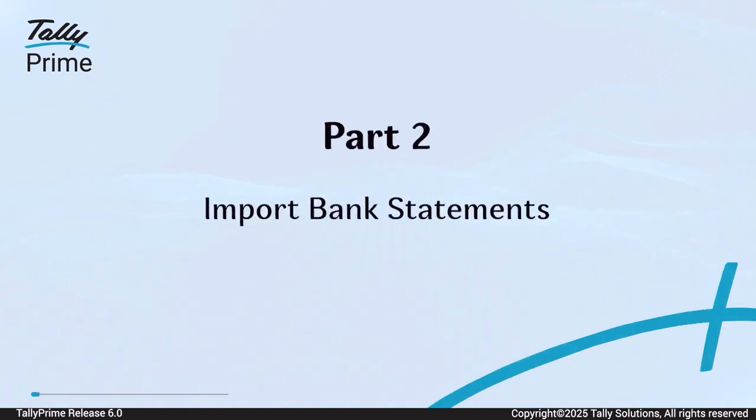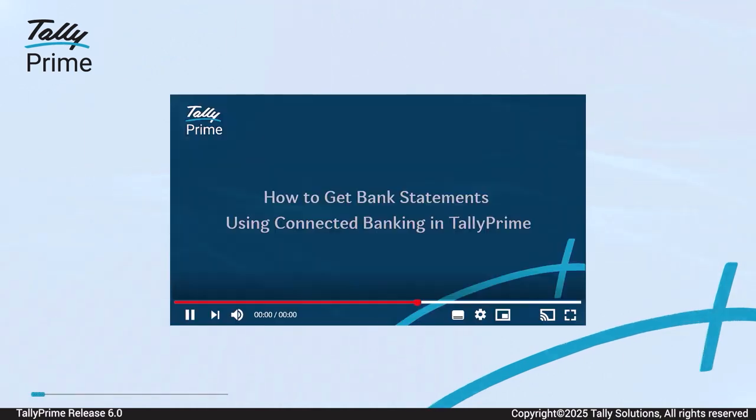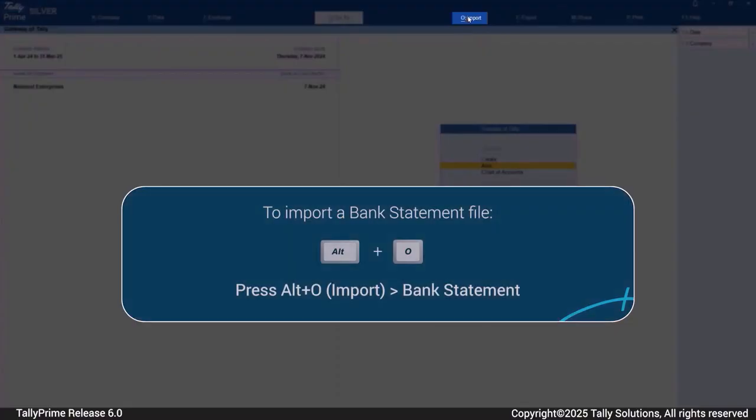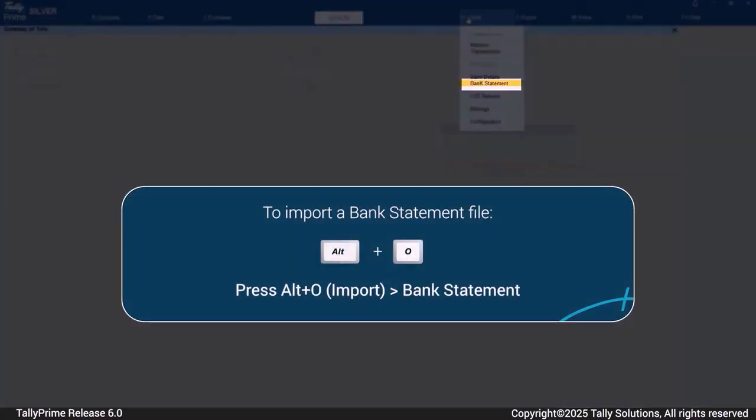Now that we have configured the bank ledger, let's import a bank statement. Using connected banking services, you can fetch a bank statement directly from Tally Prime. To know more, view the video on Get Bank Statement into Tally Prime. The link is in the description box. If connected banking is not available for your bank, then you can also import the statement. Press Alt-O and select Bank Statement.